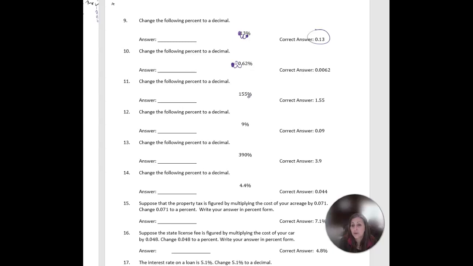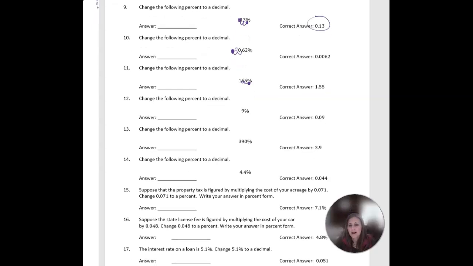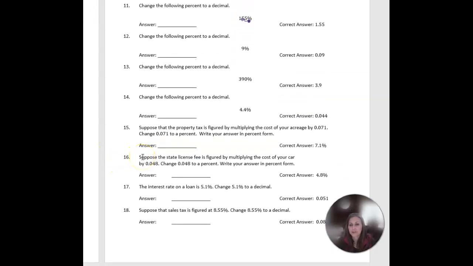For this one, again, you can have a percentage over 100. This is 155%. The decimal is at the back of the 5. You move 1, 2 spaces, so it would fall right there between the first 1 and the first 5. And the last few.